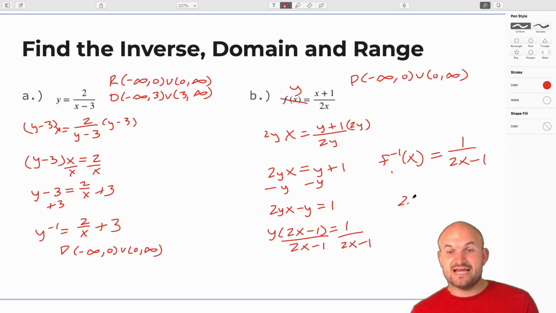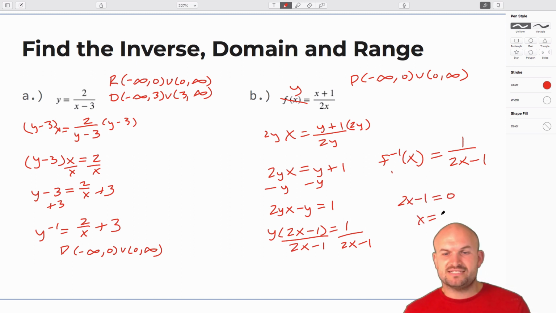And if you set your denominator equal to 0 to figure out the values that are not in the domain, you would see that's x equals 1/2. So the range in this case is going to be negative infinity to 1/2 union 1/2 to infinity.